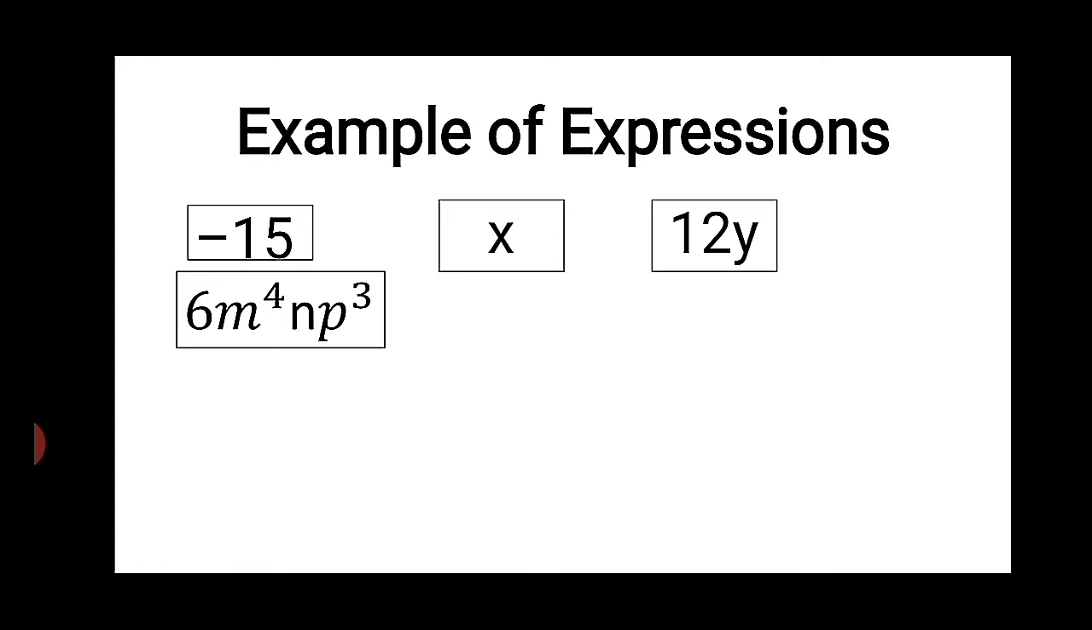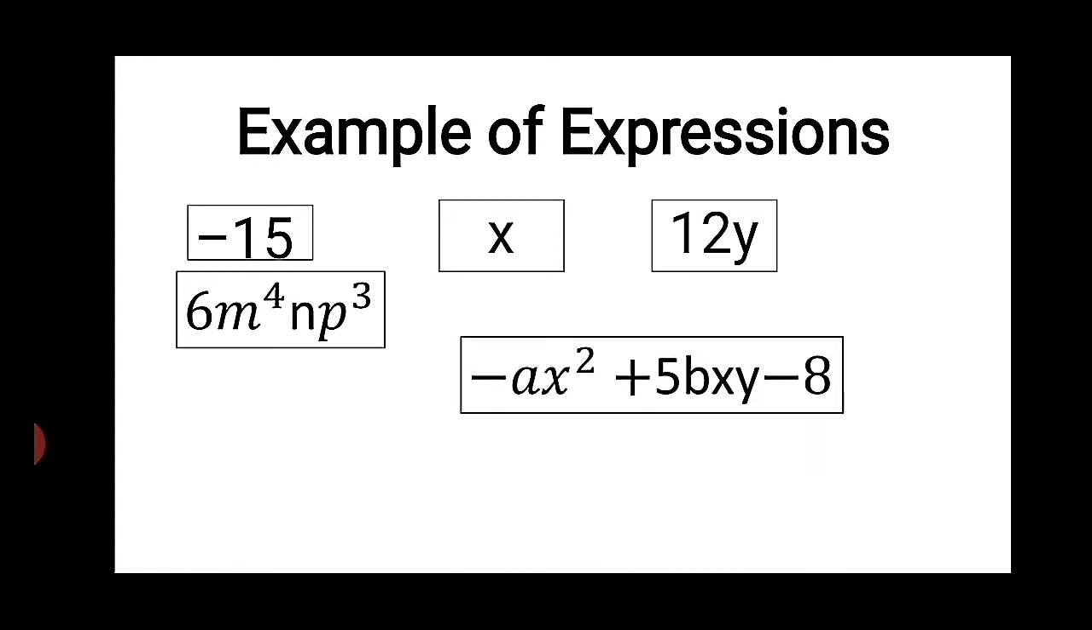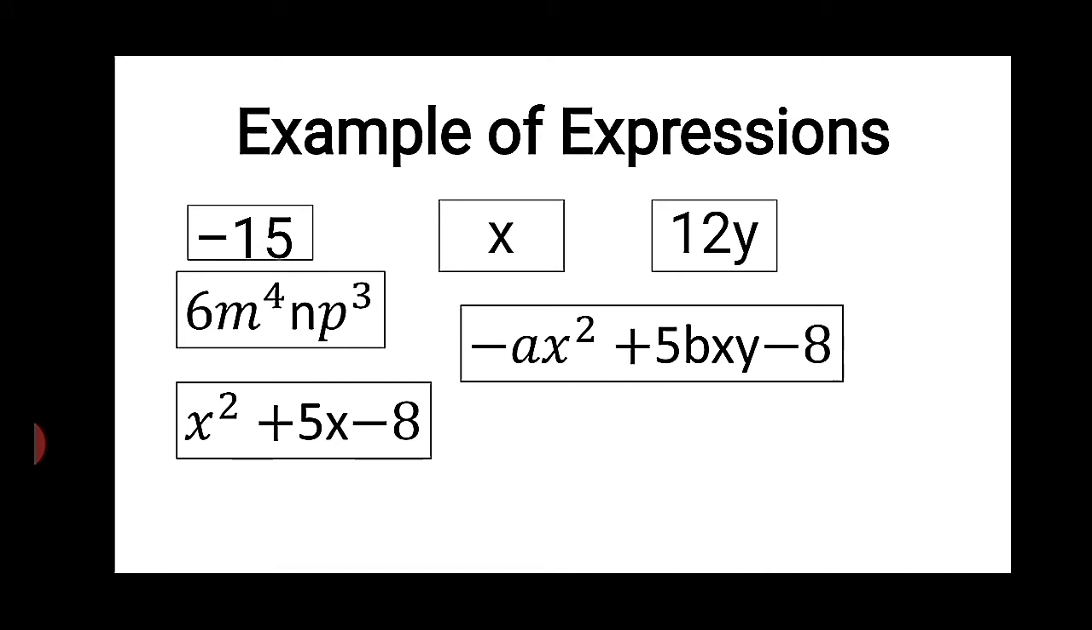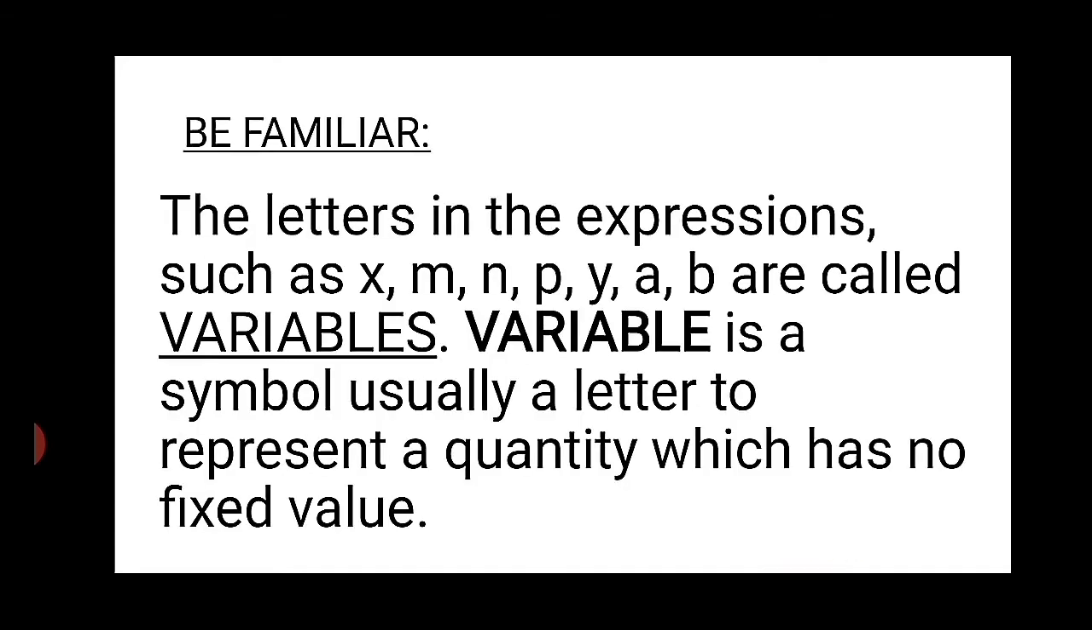Also, we have the following examples of expressions. We have negative ax raised to 2 plus 5bxy minus 8. Next, we have x raised to 2 plus 5x minus 8. Next, we have 14 plus y. So as you can see, those are examples of algebraic expressions.